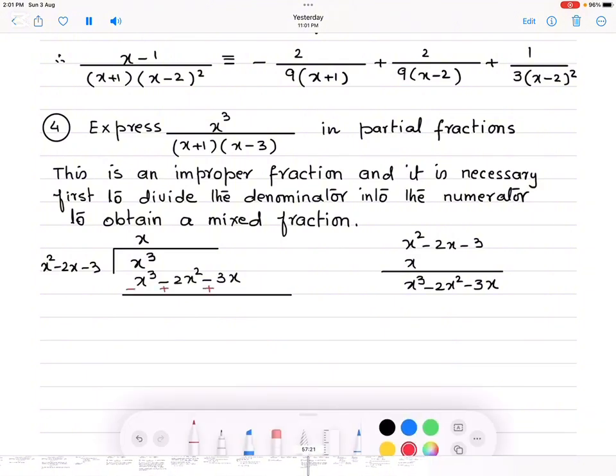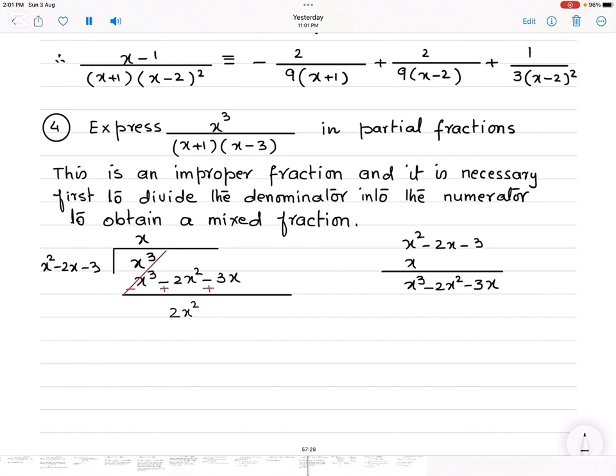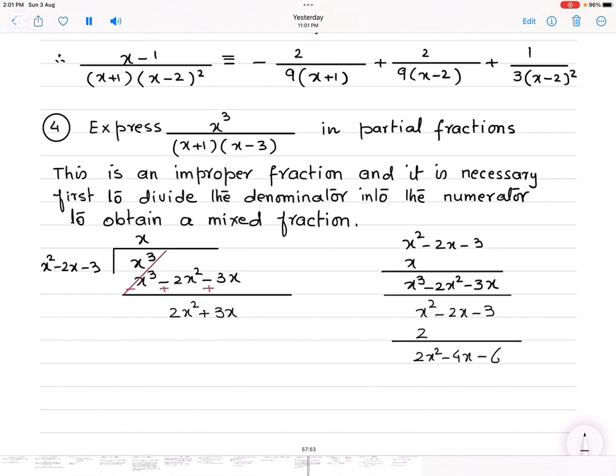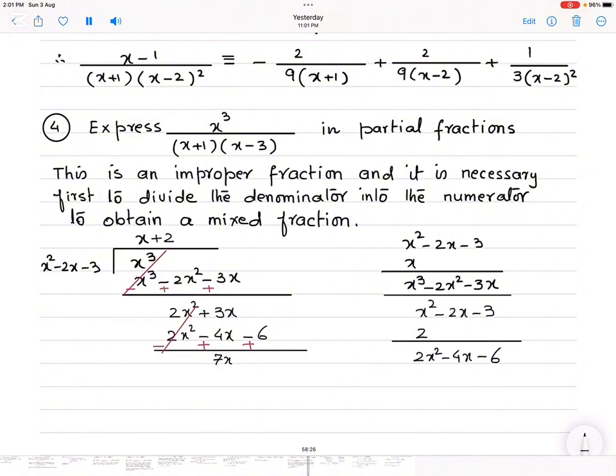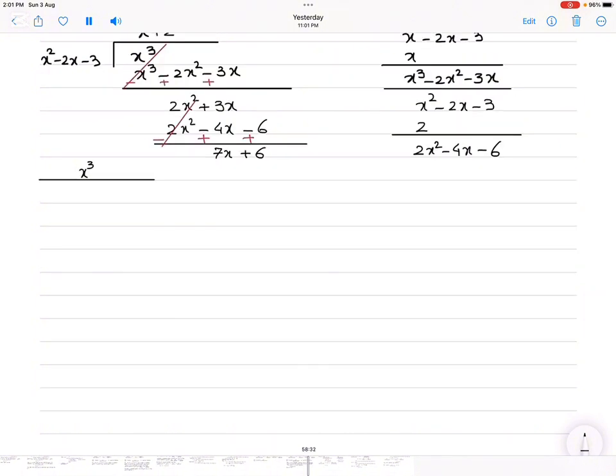Now change the sign. So x³ will cancel out, and you get 2x² + 3x. Now you have to produce 2x² from x² − 2x − 3, so you multiply x² by 2 only. So you get 2x² − 4x − 6. Write it under it, and on the top write + 2. After changing the sign, 2x² will cancel out, and the remainder would be 7x + 6. Now 7x + 6 is smaller than the divisor.